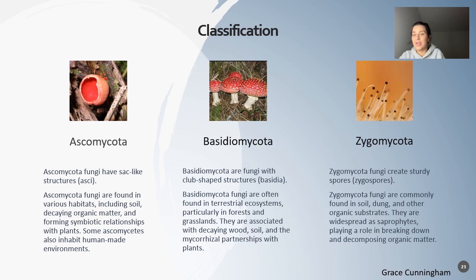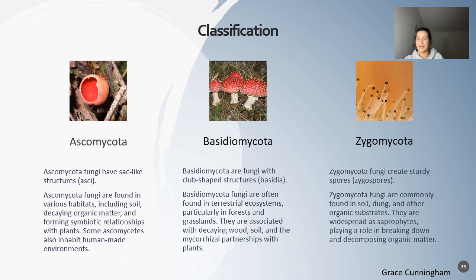Basidiomycota are fungi with club-shaped structures known as basidia. They are often found in terrestrial ecosystems, particularly in forests and grasslands. They are associated with decaying wood, soil, and mycorrhizal partnerships with plants.